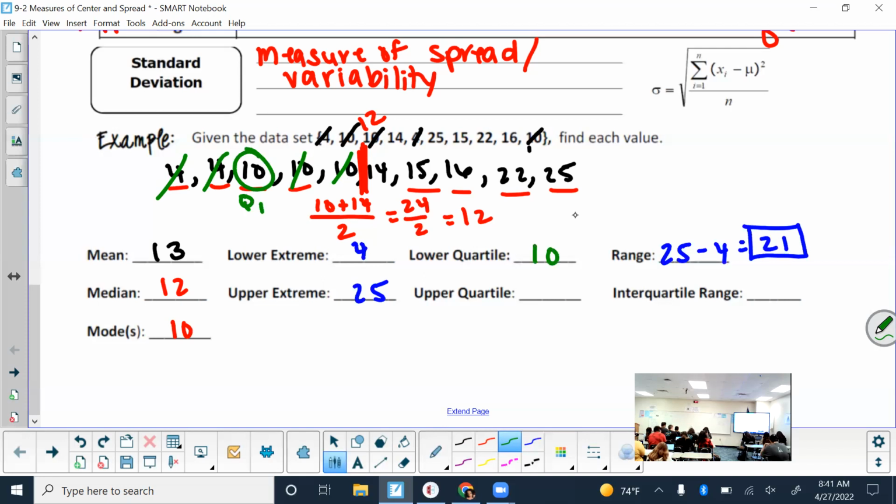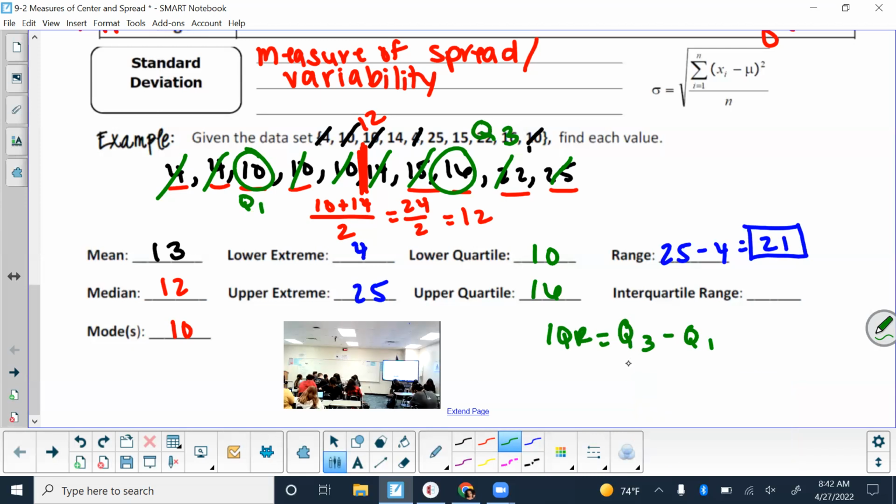What's my upper quartile? 16, good. So like this, left, right. 16 is my upper quartile or my Q3. And then for my interquartile range, my IQR for short, what's that formula? Q3 minus Q1. Good. What did we say Q3 was? 16. What did we say Q1 was? 10. What's 16 minus 10? 6. Good. Questions on how we found any of these?